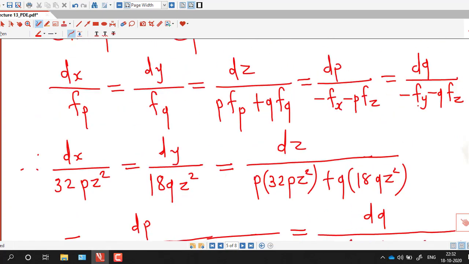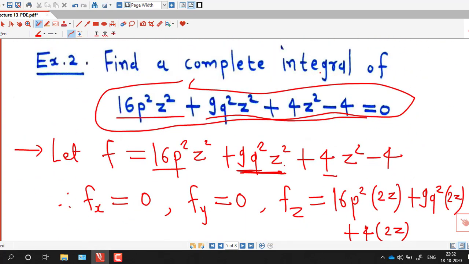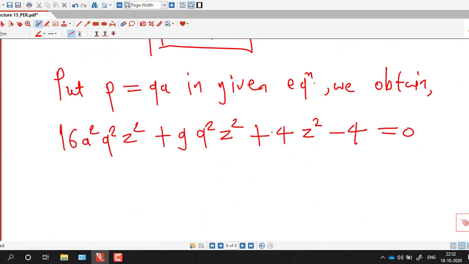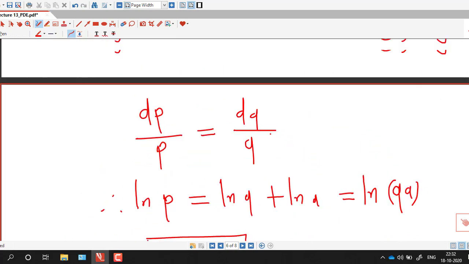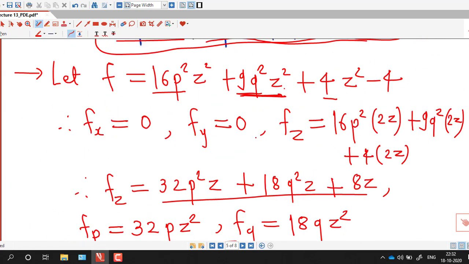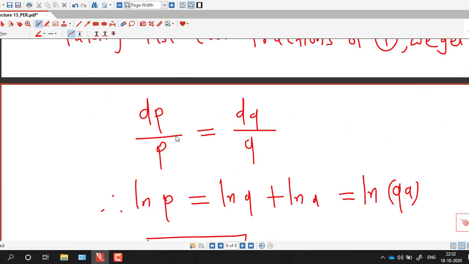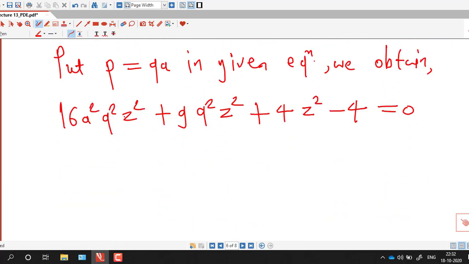So we have written 9 q square z square plus 4 z square minus 4. And we have put p equal to qa in the first term. So it is 16 a square q square z square. So the first term is 16 a square q square z square. Now from this I have to decide the value of small q.